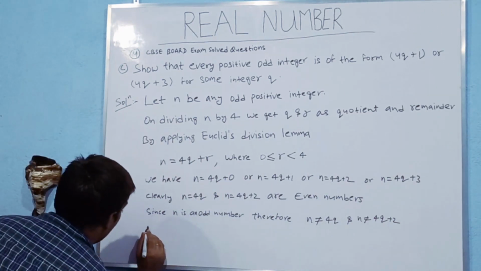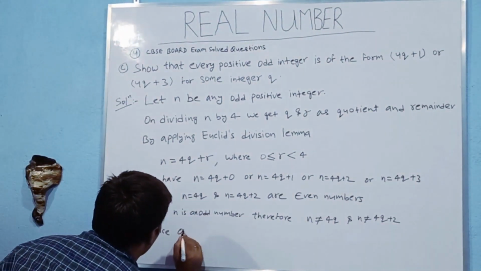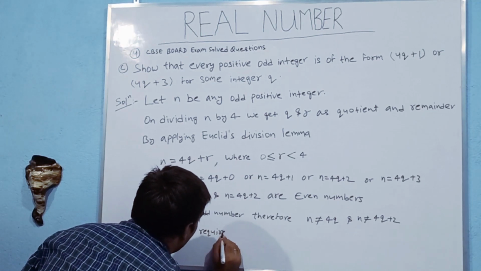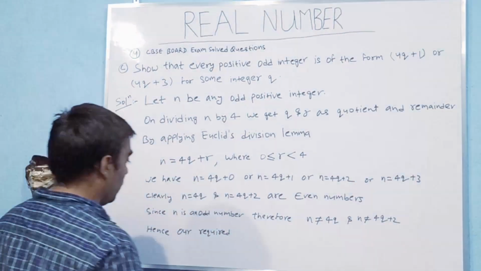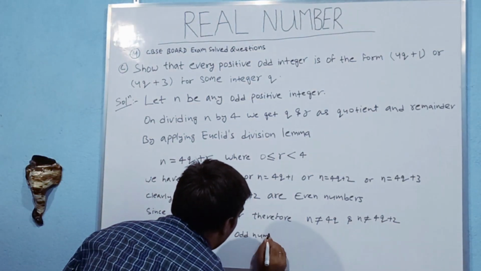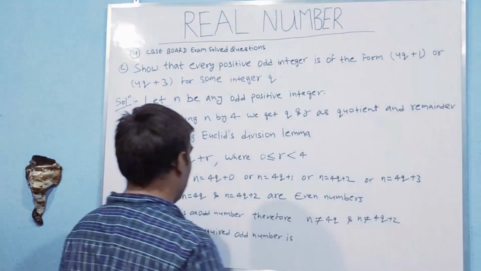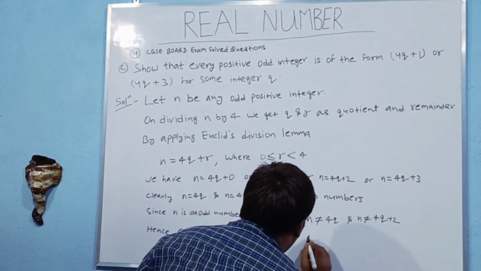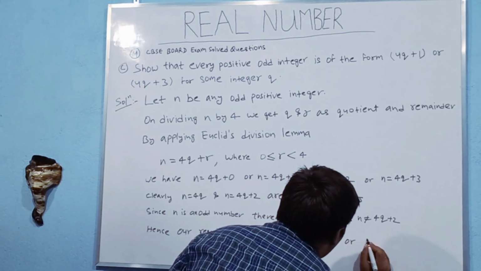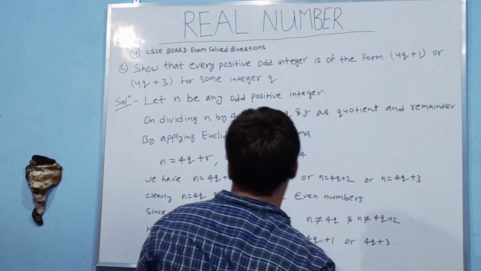Hence our required odd numbers are 4q plus 1 or 4q plus 3. That is hence proved.